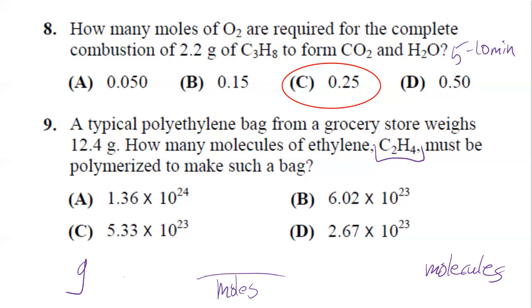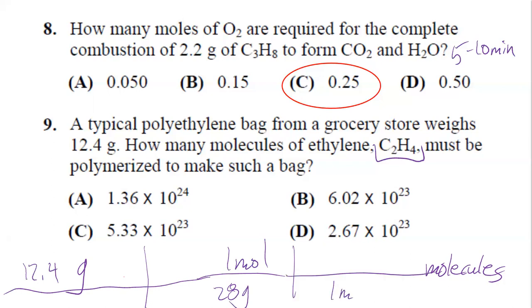Now, we know that if this is 12.4 grams, if we had 1 mole of C2H4, that would be 28 grams. And we know that every 1 mole is 6.022 times 10 to the 23 molecules. So if we take that 12.4 and we divide it by our 28 and we multiply it by our 6.022 times 10 to the 23rd, we can find out how many of those molecules we need. So we need 2.67.